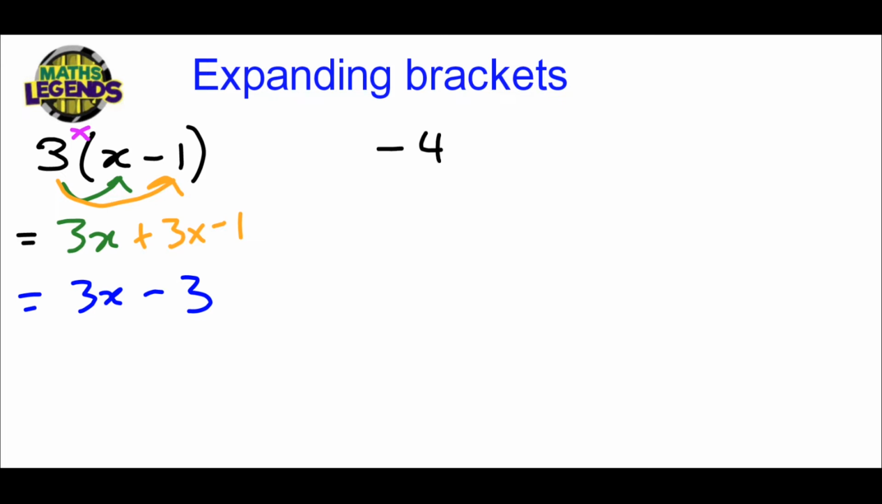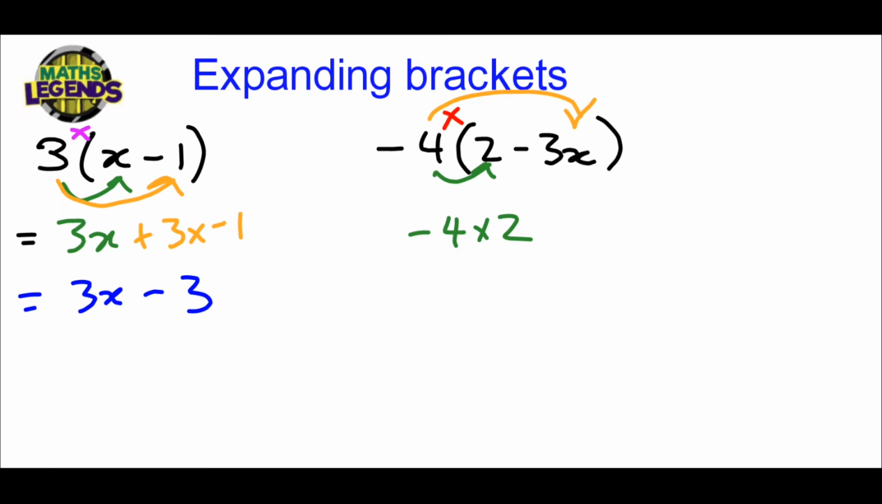Minus 4 bracket 2 minus 3x. So again, the 4 that's outside the bracket is multiplying the bracket. Then we need to multiply the minus 4 with each term inside the bracket. So here, minus 4 times 2. And we also need to do 4 times the second term, which is minus 3x. So we'll put that down as minus 4 times minus 3x.